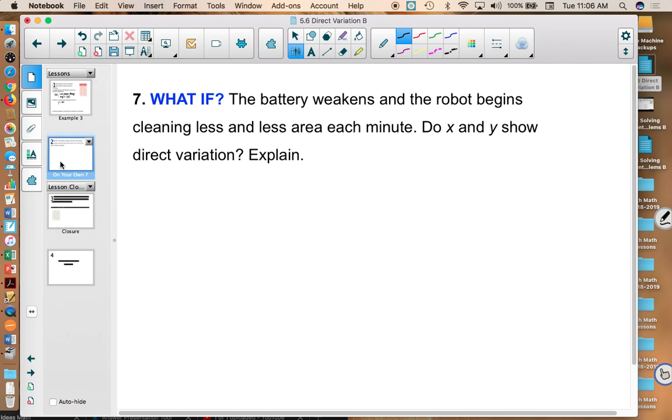What if the battery weakens and the robot begins cleaning less and less area each minute? At that point, would X and Y show direct variation? No, because there's different types of vacuum cleaners. This one is spinning wheel, the one that's spinning around, it would start slowing down and then it would be picking up less and it doesn't have enough force to do the big stuff. Okay. Gabriel says no.